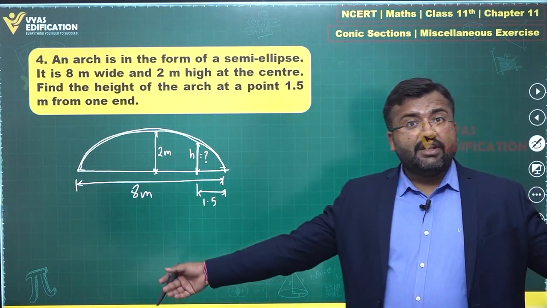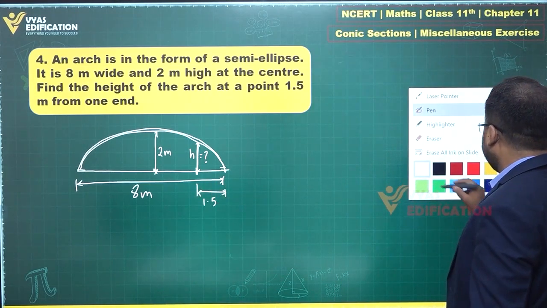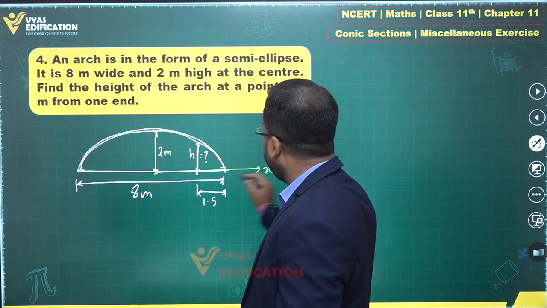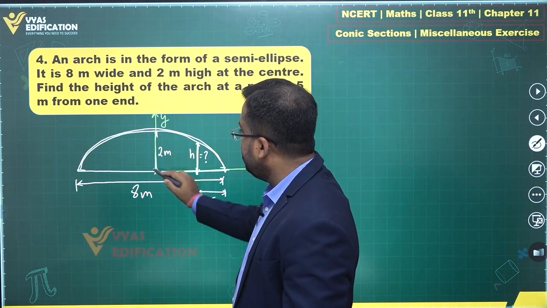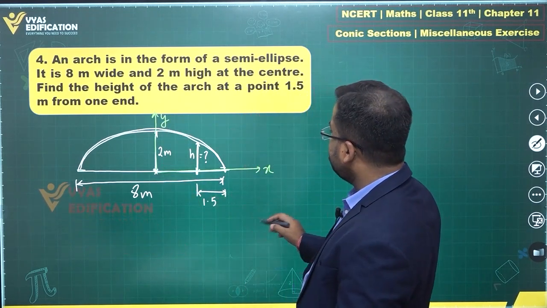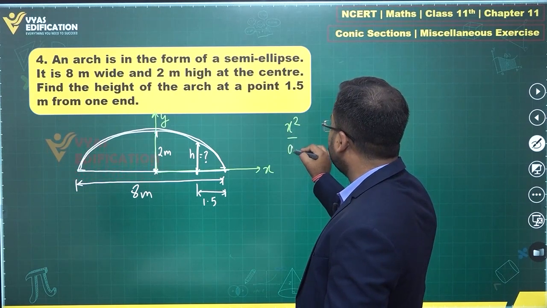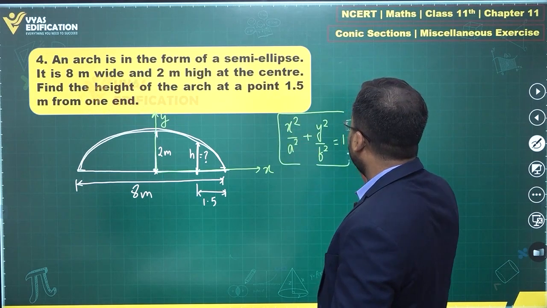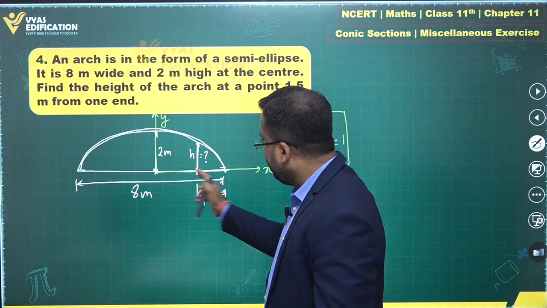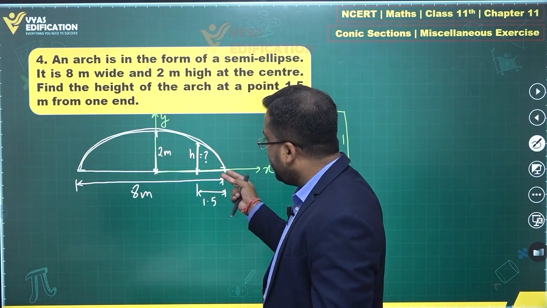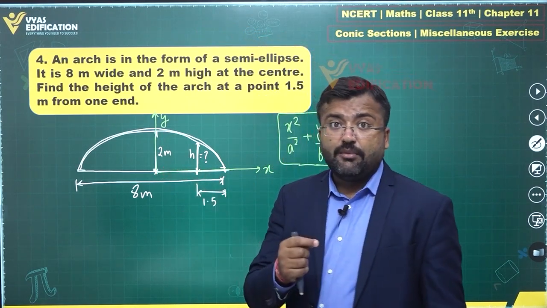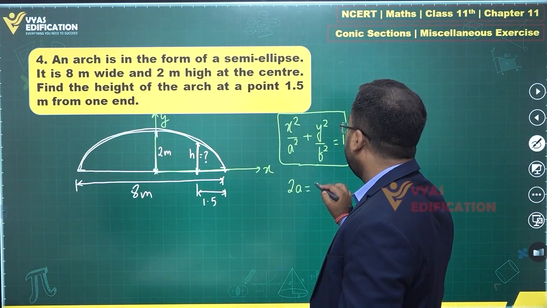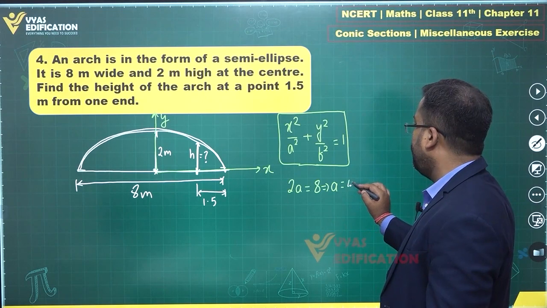Okay, so we can begin with the equation of the ellipse, and for that let's start by marking the x-axis and the y-axis from this center, right? The equation of this ellipse will be x squared by a squared plus y squared by b squared is equal to 1. As you can clearly observe, this is 4 and this is 2, this is bigger, so along the x-axis will be the major axis. And you can observe that 2a is equal to 8, which implies a is equal to 4.